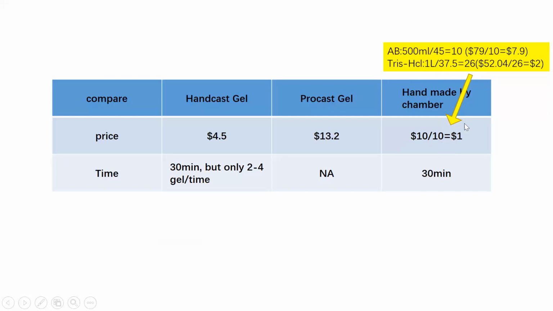So that only cost you $1 for one piece of gel. And another was the time. You can use the hand cast gel, and maybe it will cost you 30 minutes, but only because you have to buy the cast stand or clamps, and normally we have 2 or 4 gels at one time. Of course, the pre-cast gel will cost no time. You just take it from the refrigerator and it is ready to use.